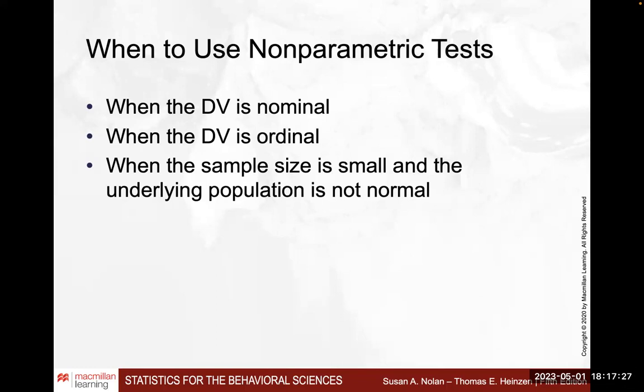You can also use non-parametric tests when the sample size is small and the underlying population is not normal. There are more sophisticated tests than that. So there's a Wilcoxon signed rank test, and there's a Mann-Whitney U test to do a formal testing. We're not going to do that. We're just going to do chi-squared.